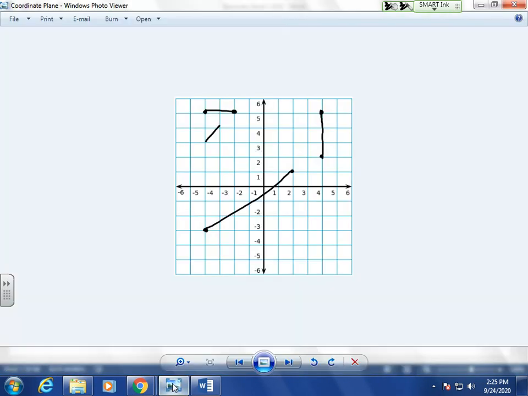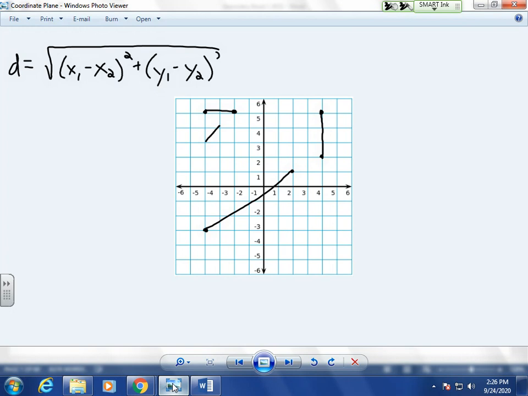So let's go back to our segment here. I'll write the formula up here so we've got a reference. We've got the square root of (x1 minus x2) squared plus (y1 minus y2) squared, and we're taking the root of all of that. So our endpoints, we've got (-4, -3) and (2, 1). Here's our x1 and our y1. Here's our x2 and our y2. Now it just becomes a matter of plugging it in and making sure your algebra works.